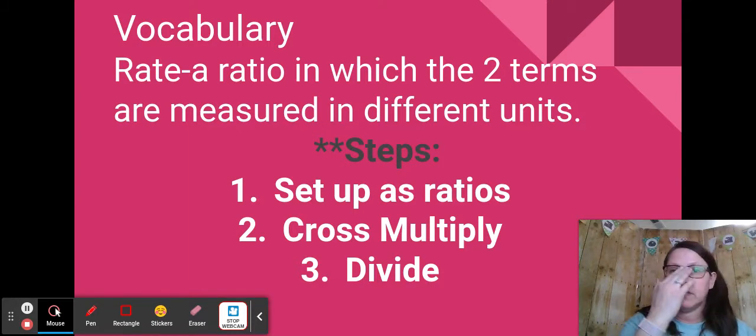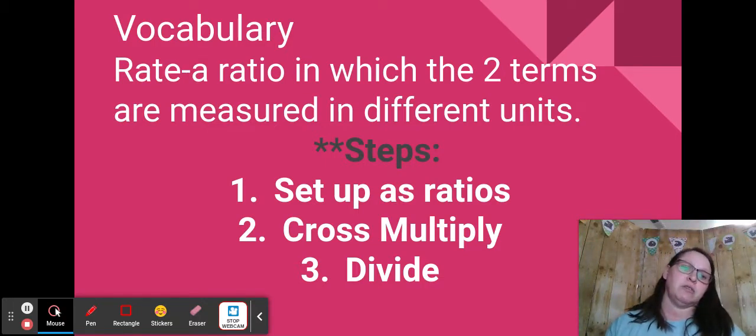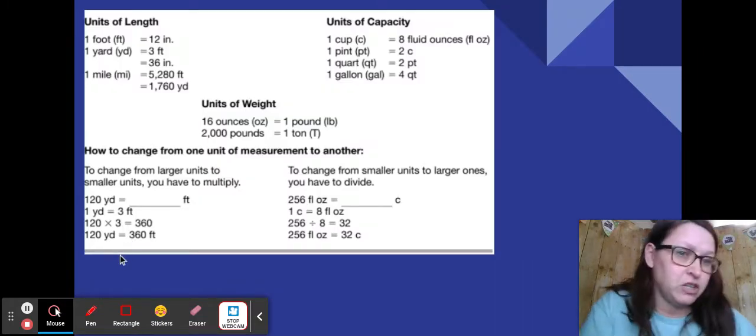And then the steps that we're going to use today include three basic steps. Number one, you're going to set it up as two equivalent ratios. Number two, you are going to cross multiply. And number three, you are going to divide. Sometimes you may not have to cross multiply. Sometimes you may not have to divide. And I'll show you some exceptions.